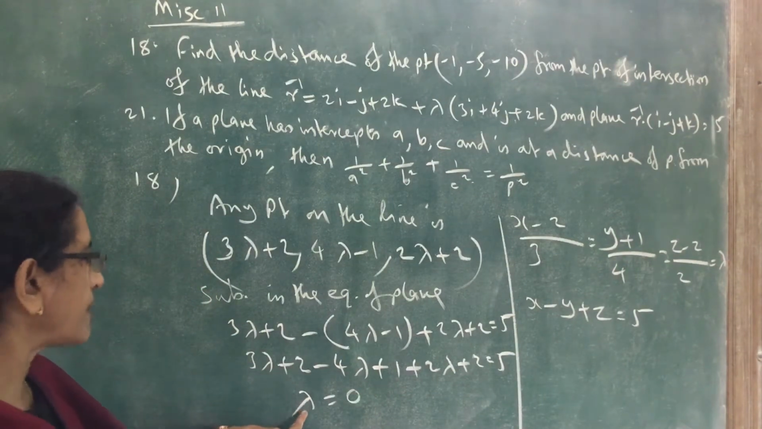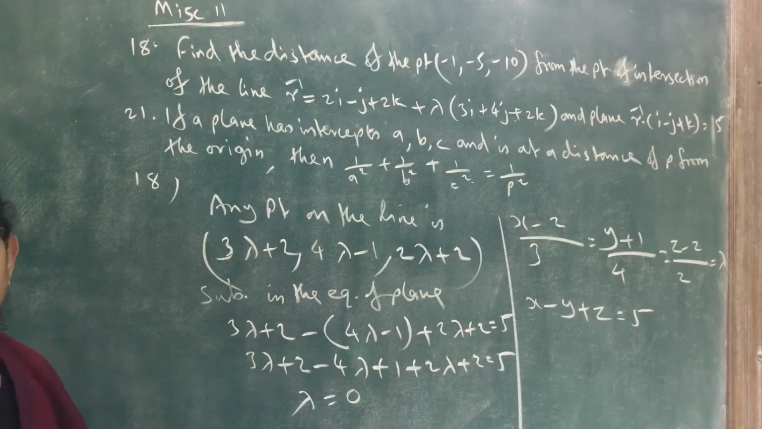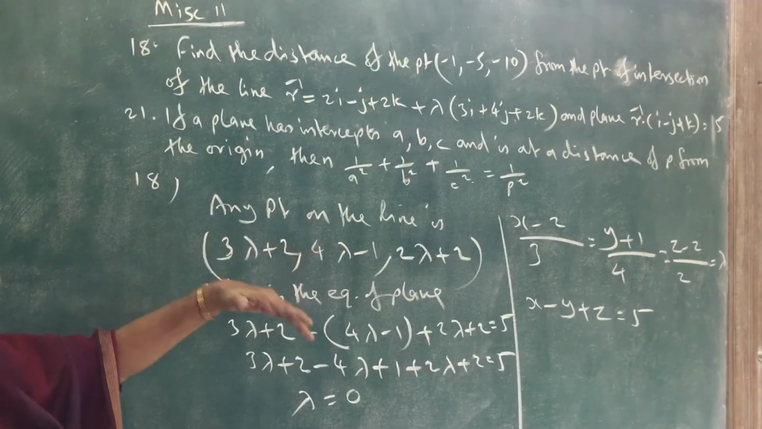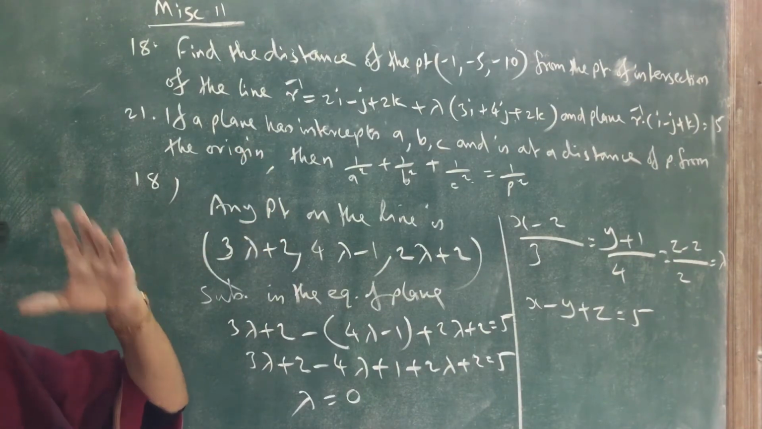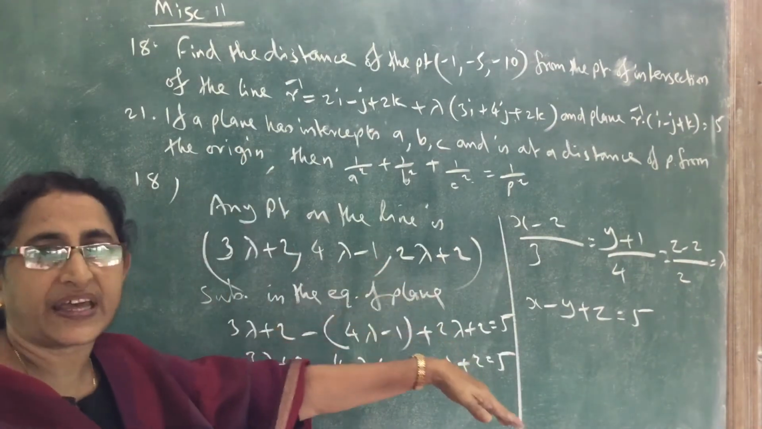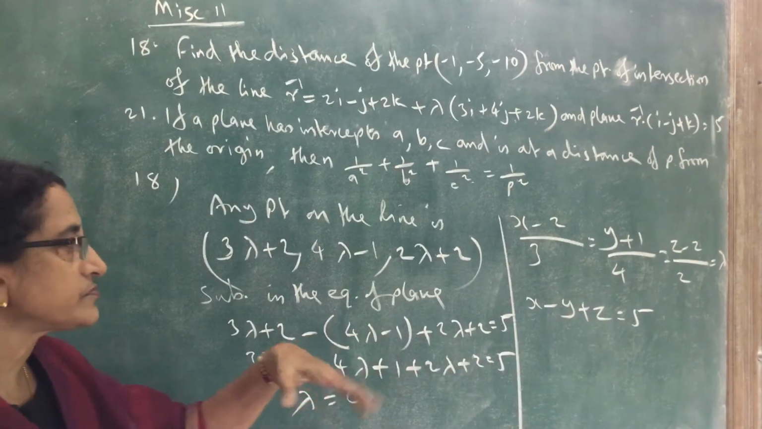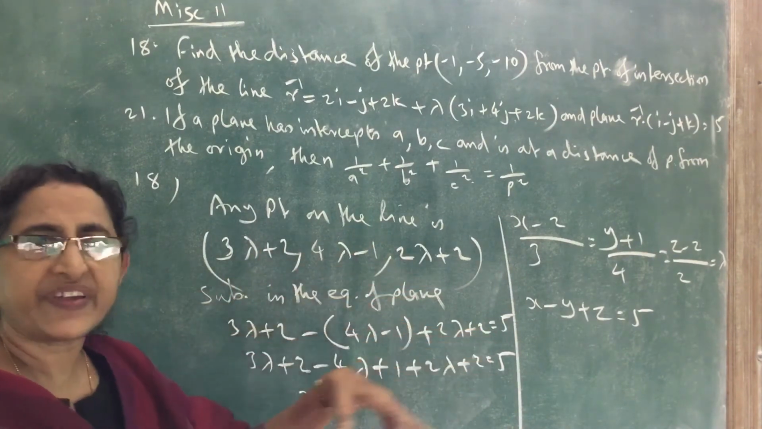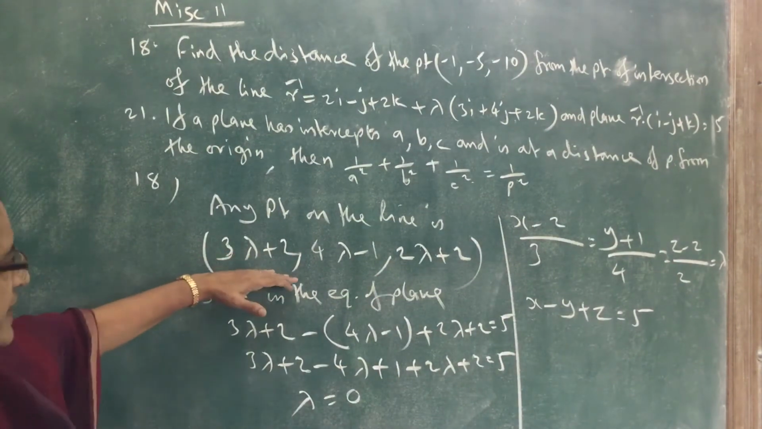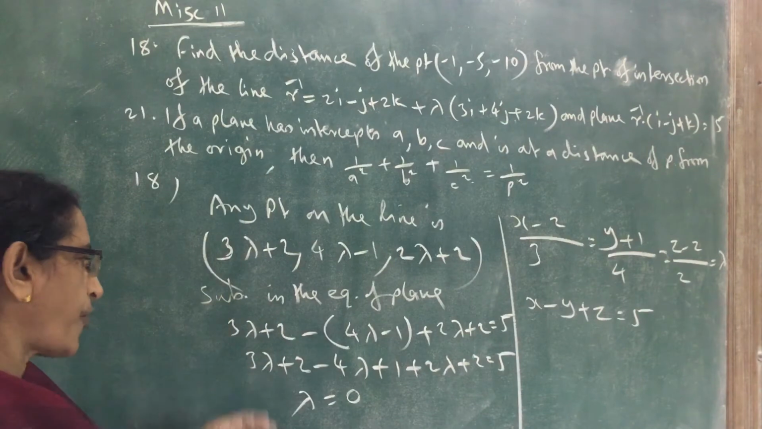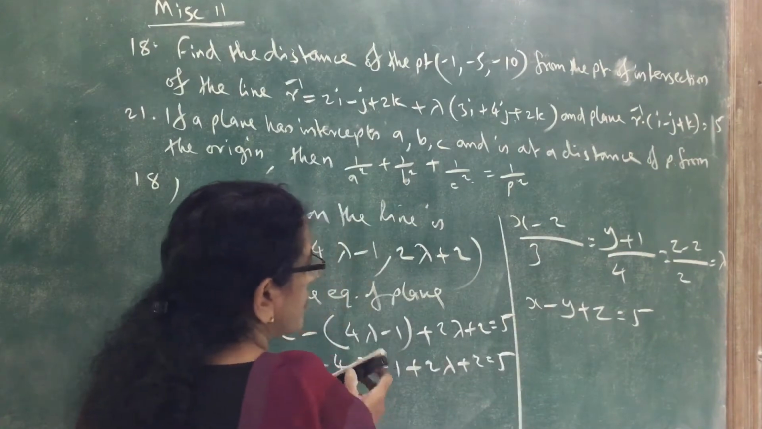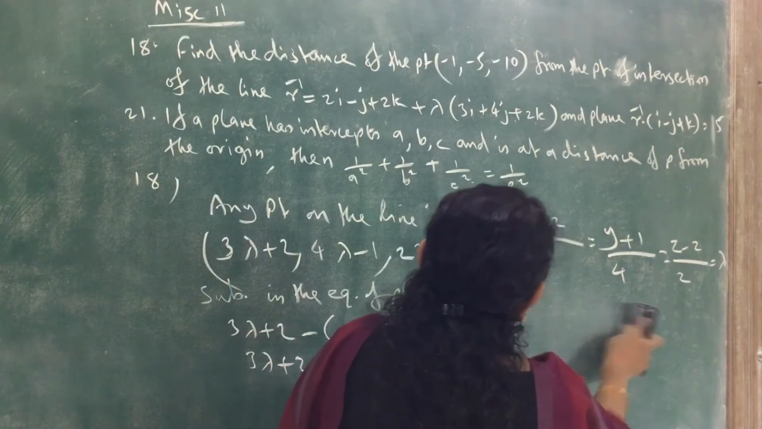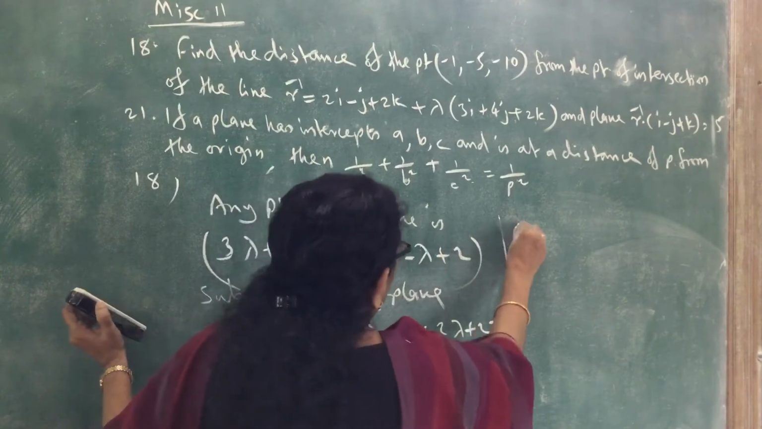Now substitute this lambda in the coordinates of the point and find the required point. So we get the point of intersection. Understand the method. First we find the general point on the line, and to find the point of intersection, this point is a point on the plane. The point of intersection is the common point. So we substitute this point in the plane and get lambda. After getting lambda, substitute it in the general point, so we get the required point, the point of intersection.